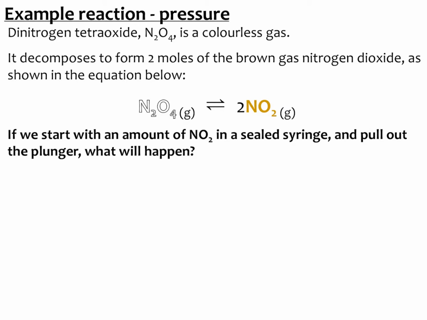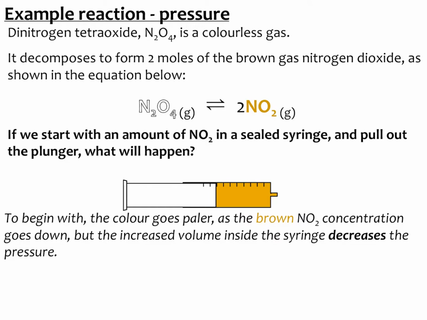Now if we start with an amount of NO2 in a sealed syringe and pull out the plunger, what will happen? Have a think. So if we pull out the plunger and watch what happens, hopefully you can see a colour change. We'll just look at that animation again. The plunger goes out, and what you can see is that to begin with the colour goes paler.